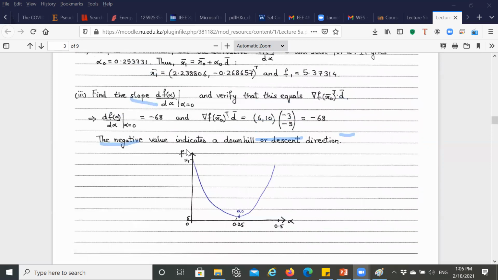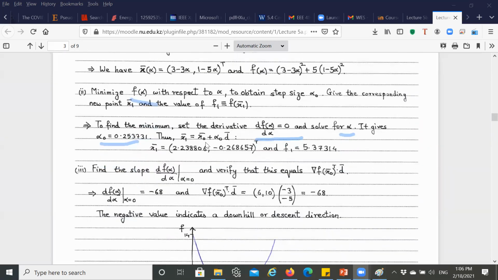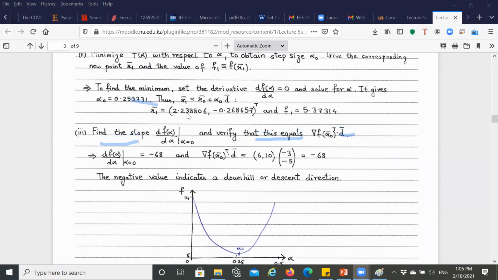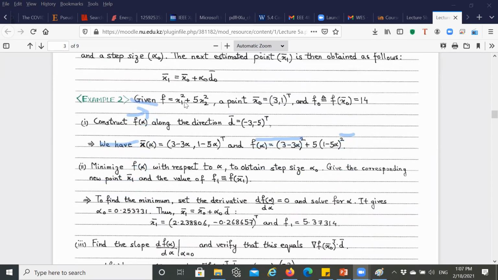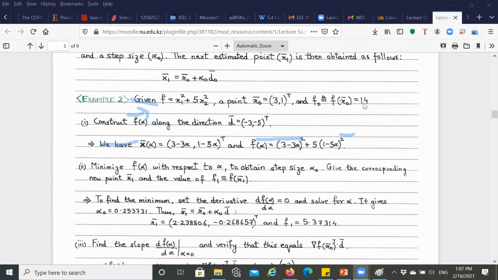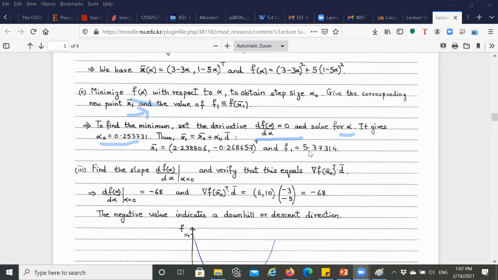X naught plus alpha naught, which we found over here, times d. The d also we had up here. When I put everything in the equation, I would get this new point, the x1. The functional value of this point, f of x1, put in this equation, would be 5.3714. So compared to 14, we see that we have come to a point where the function value is lower.